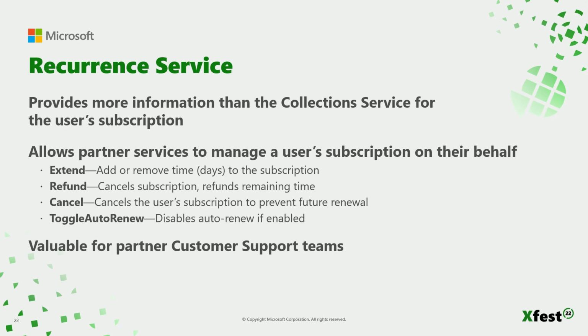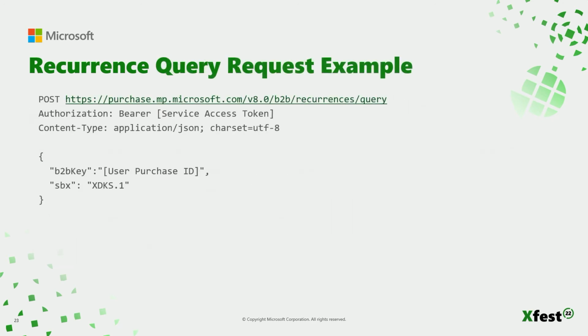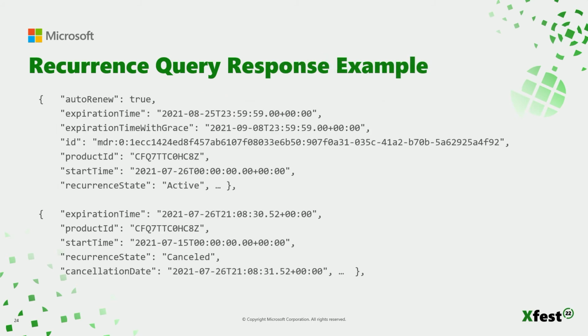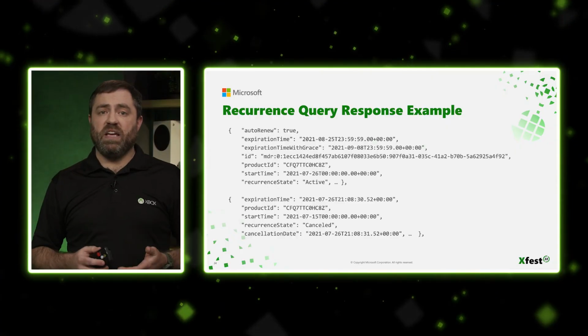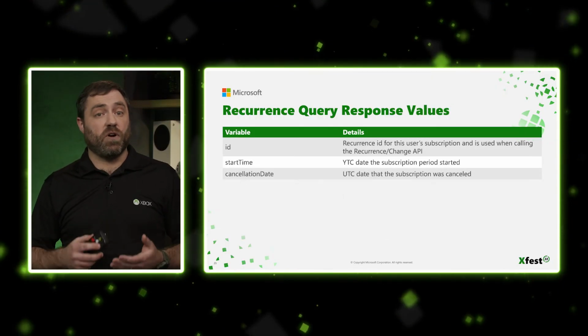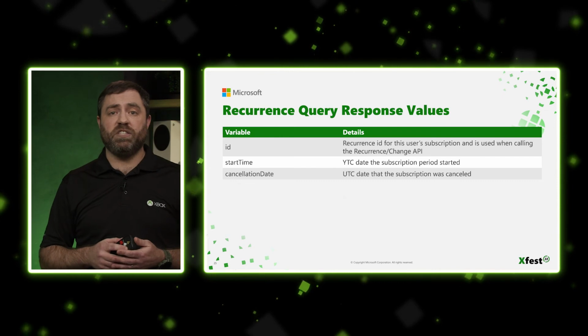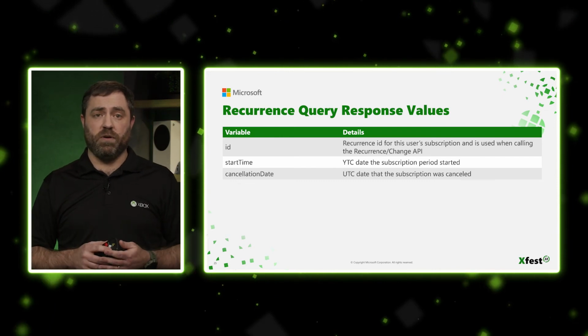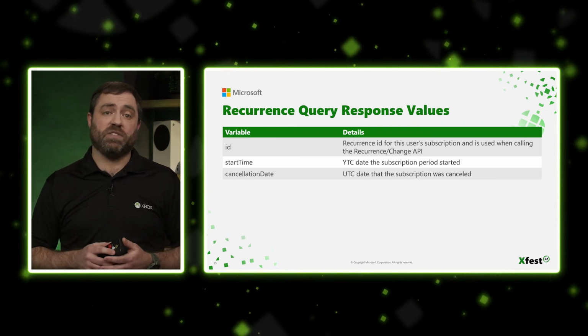Because Recurrence is part of the purchase service, you provide the user purchase ID as the B2B key value in the request. The response will include both currently active and previously active subscription types. Some of the key values in the Recurrence response are the following. The ID is unique and used for calling into the Recurrence Change API for that subscription. And we'll cover that next.